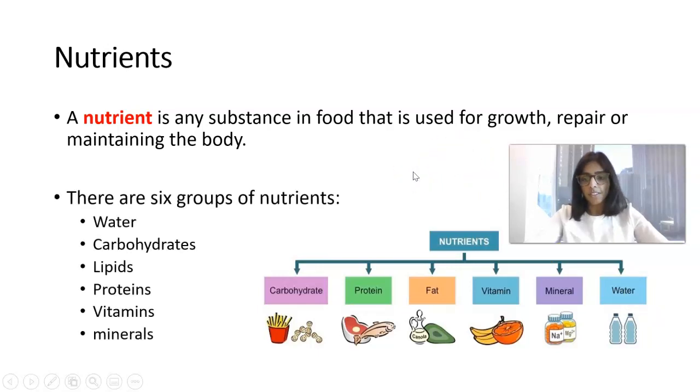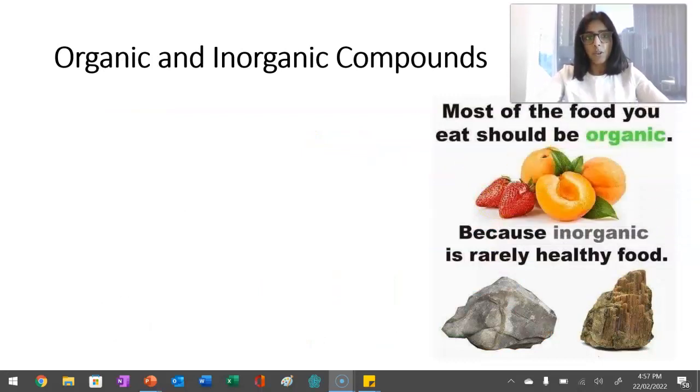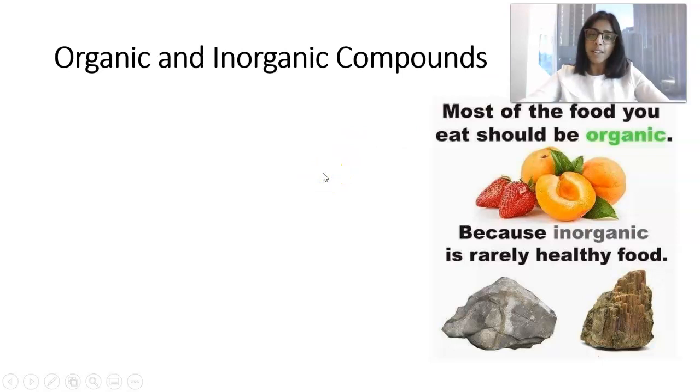The 6 nutrients that you need to know are water, carbohydrates, lipids, proteins, vitamins and minerals. Now, we are going to be exploring each of those nutrients in turn, but first of all we need to establish what is meant by the terms organic and inorganic.